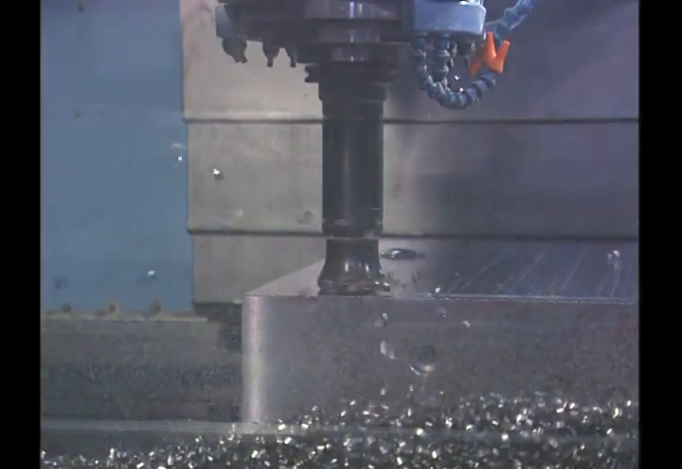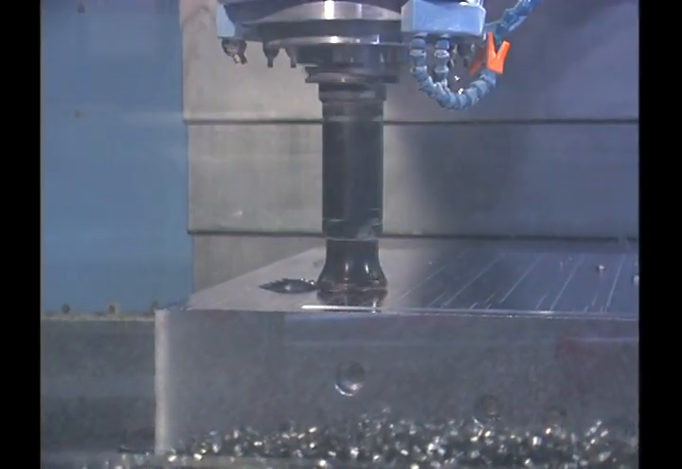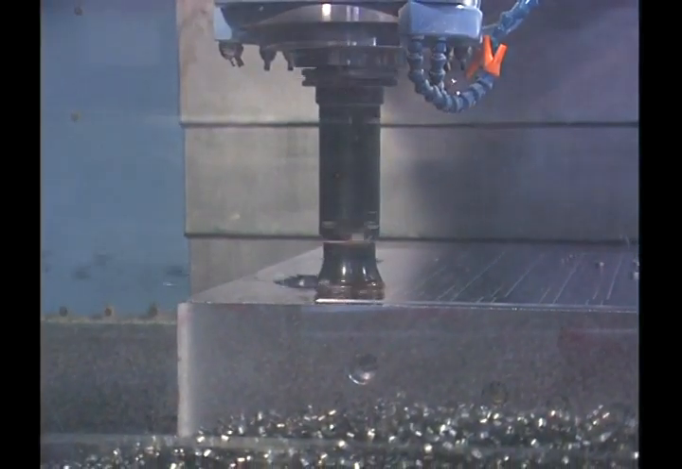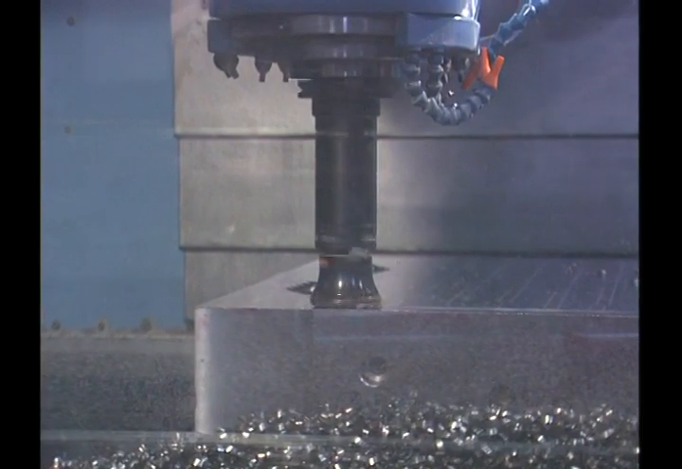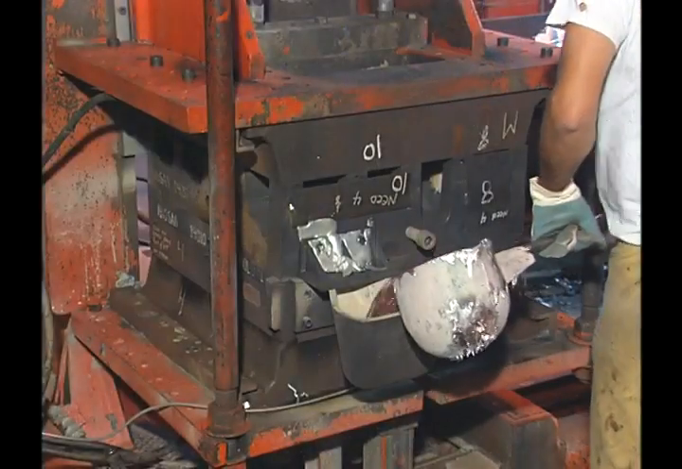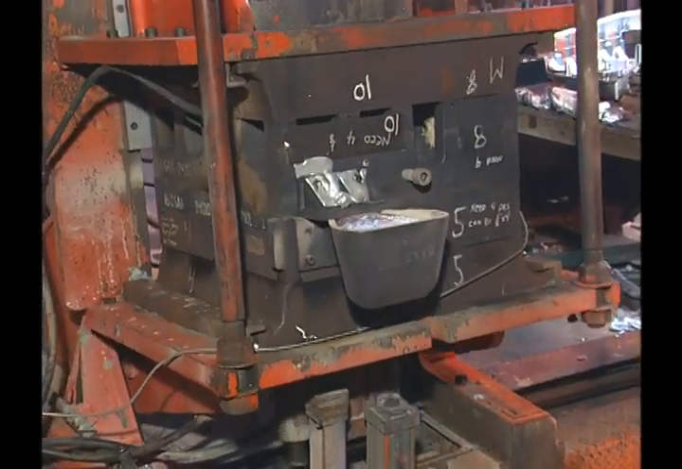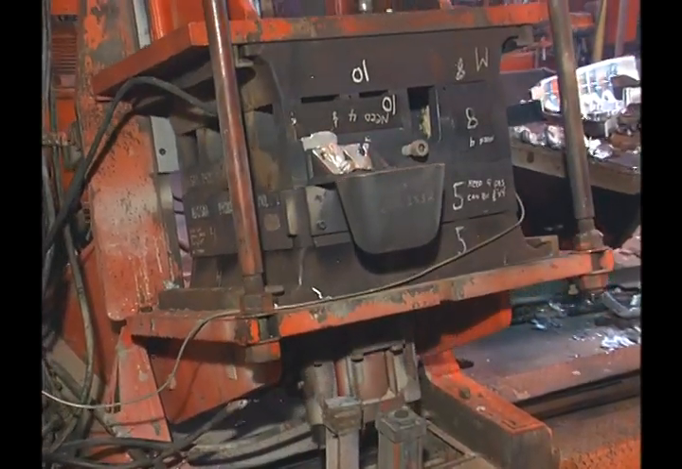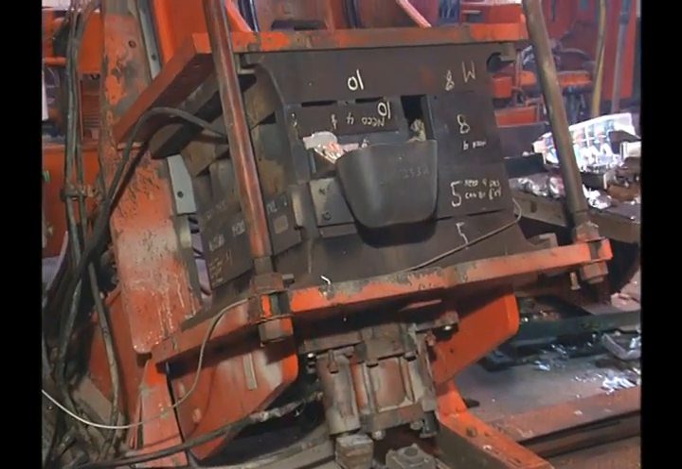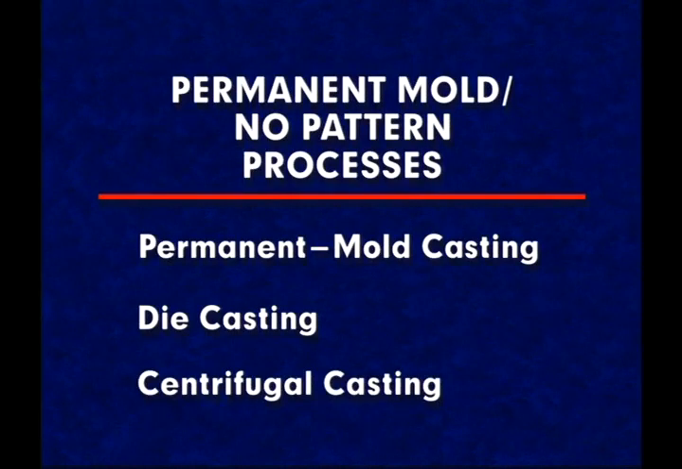Instead of patterns, the shape to be cast in permanent mold no-pattern casting processes is machined in the mold material, usually metal or graphite. Mold cost is high, but the mold can be reused thousands of times. Permanent mold no-pattern casting processes include permanent mold casting, die casting, and centrifugal casting.